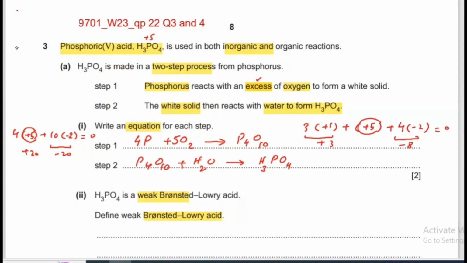There are 4 phosphorus, so you can put 4 here. Then 12 hydrogen, so you can put 6 here. 10 and 6 make 16 oxygen. So 4 times 4, 16 oxygen. So these are the 2 balanced chemical equations.